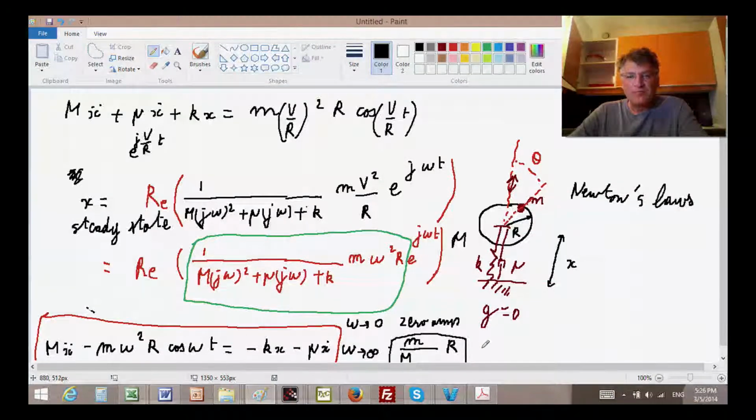So we have these two extreme cases, and in between we're going to have some very interesting response depending on the values of M, mu, and k. We will plot this number, okay, including the omega squared term on top, in the next lecture. Thank you.